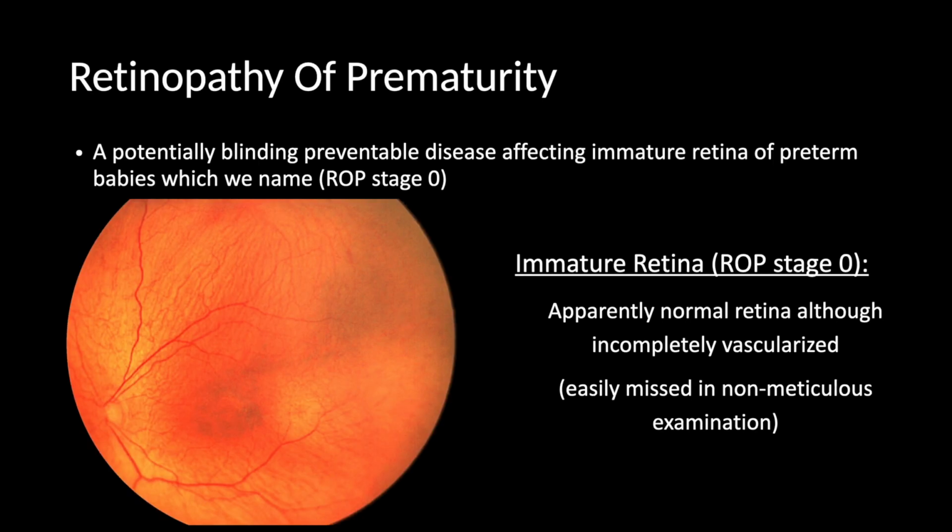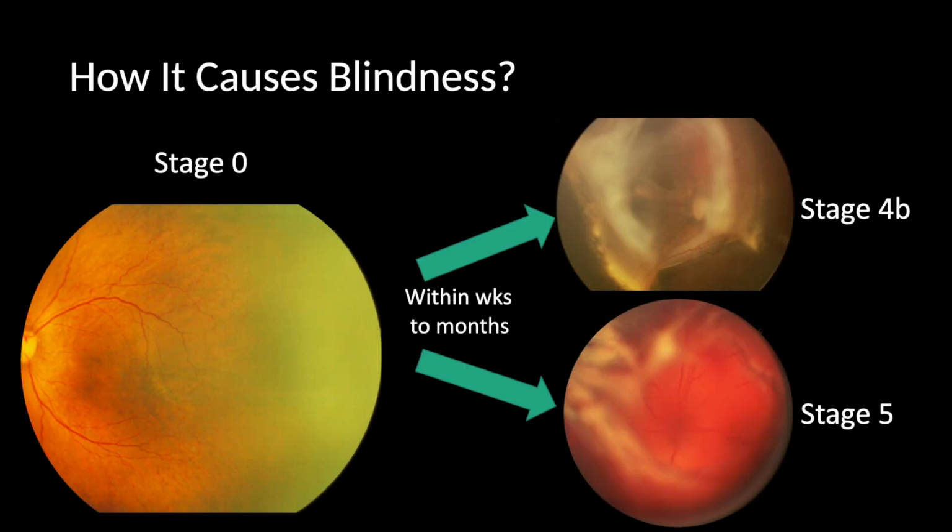Retinopathy of prematurity is a potentially blinding, preventable disease affecting the immature retina of preterm babies. Immature retina is retina which is not completely vascularized, easily missed on examination, but when you look meticulously, you will see that the vessels are not reaching the end of the retina. This retina with time can turn into retinal detachment, causing blindness.